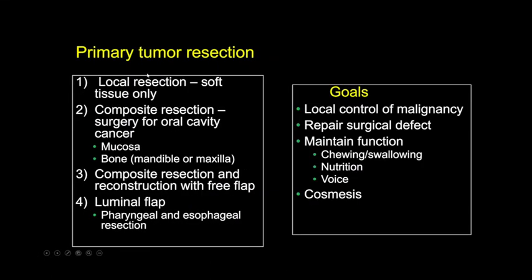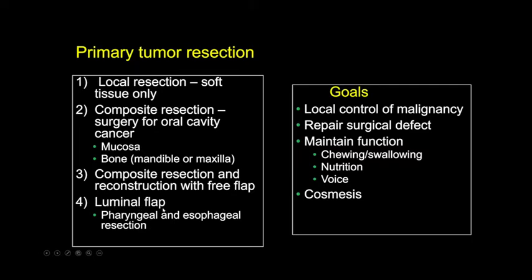So there are a variety of different flaps and different post-treatment changes we might be dealing with. Local resection is just soft tissue resection only. Composite is a term used for surgery for oral cavity tumor, and it generally implies both bone and mucosa have been resected. And of course, the bones are mandible or maxilla. A composite resection with reconstruction with a free flap means the surgeon has put something up to close the wound. It may just be soft tissue, or it could be soft tissue and bone.